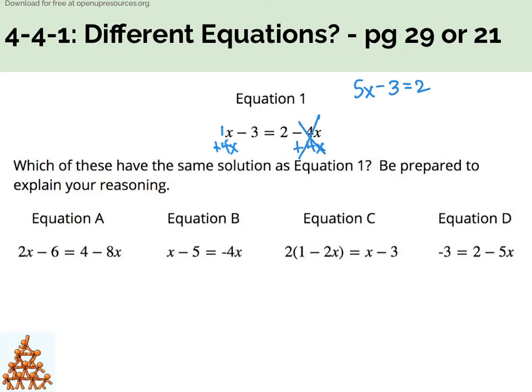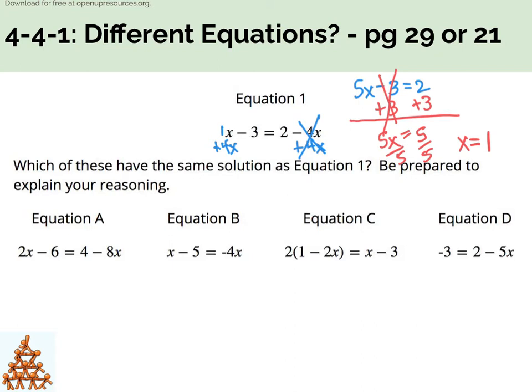And then I want to get the 5x by himself. So I have negative 3, and I kind of want to make that a 0. So I'm going to add 3. So negative 3, positive 3 make a 0. I still have 5x. 2 plus 3 is 5. And then we did this in 7th grade. We can divide by 5 on both sides. So my x equals 1.